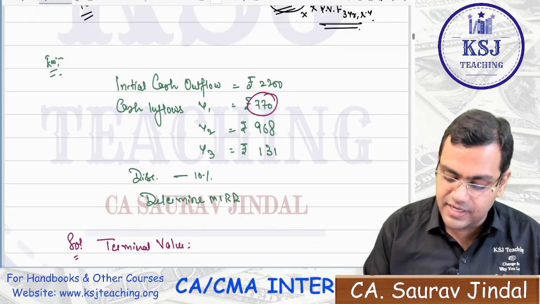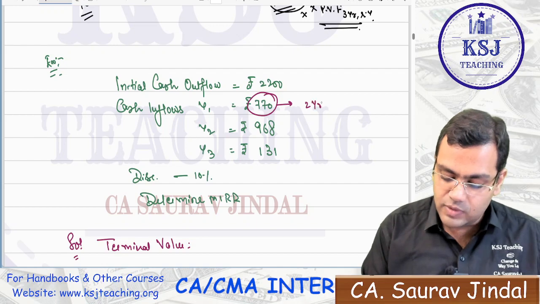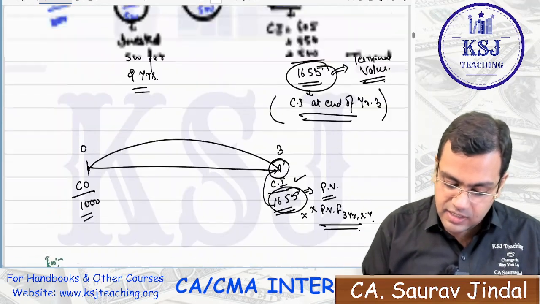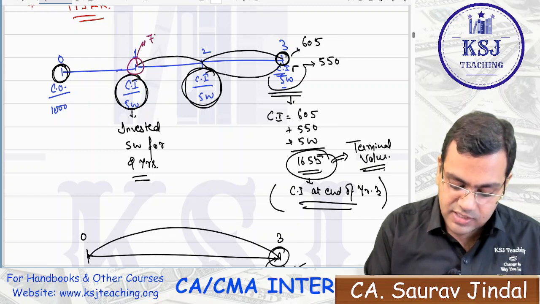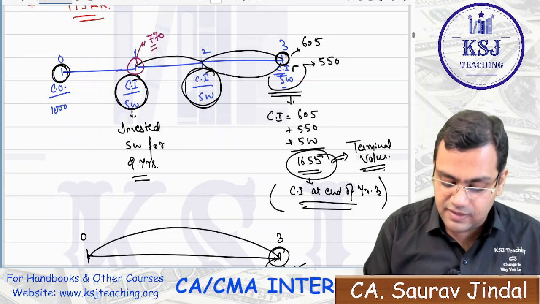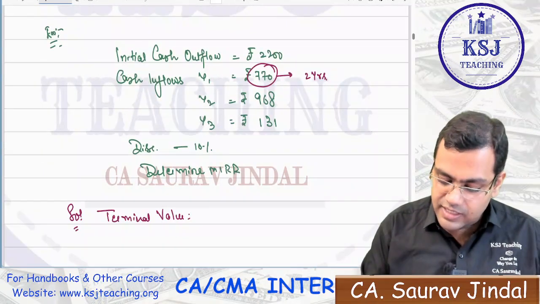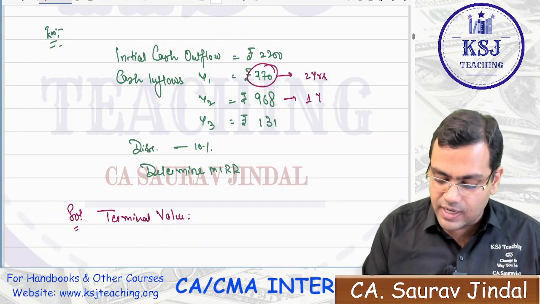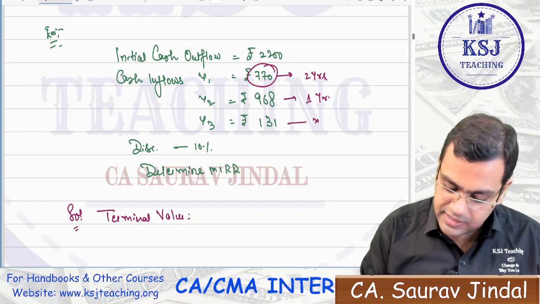Sir, this 770 will be invested for how many years? For 2 years, sir. What is the remaining life? You are earning 770 here, sir. It is a 3-year project. You will invest it for 2 years, right? Then you are earning 968. It will be invested for 1 year. Here, no investment, sir. It is already at the end of the period. Take it as 1331.